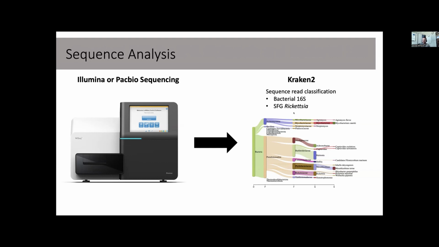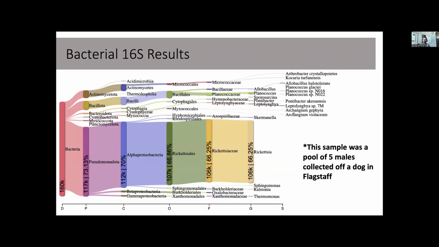And then we took the resulting sequence reads and classified them for what bacteria was present. Looking at our bacterial 16S results for one of our samples, this is a flow chart that came out of the bacterial classification. At the bottom here is labeling the taxonomic level at which the reads were classified, and each bar represents how many reads were within that taxonomic level. Down at the bottom, that's domain, phylum, class, order, family, genus, and species.